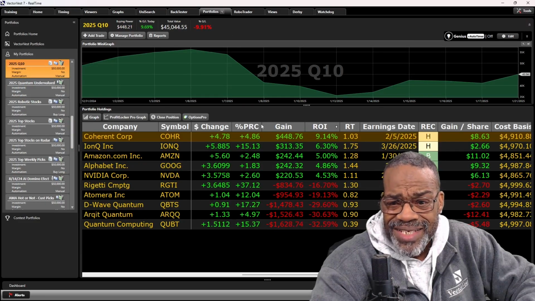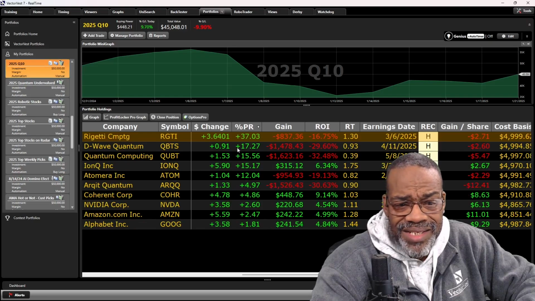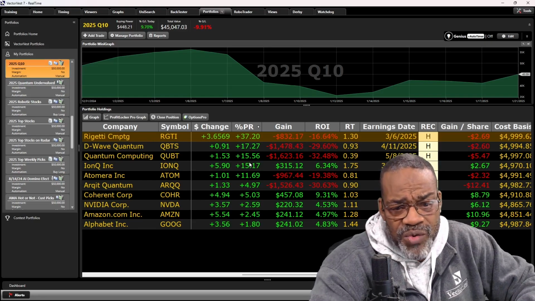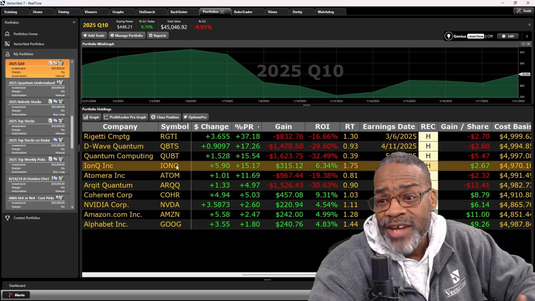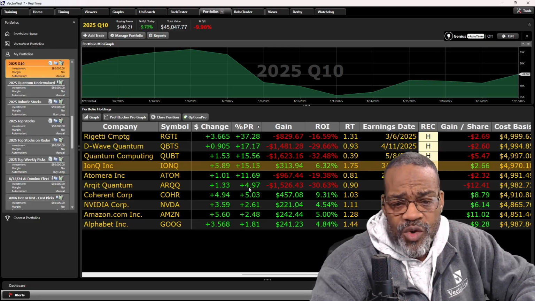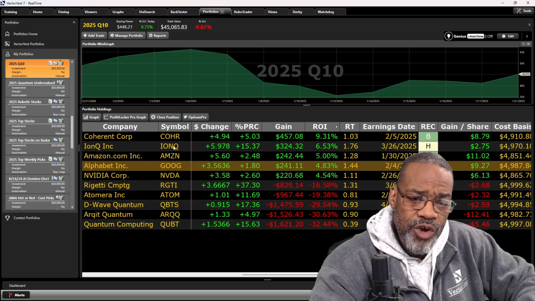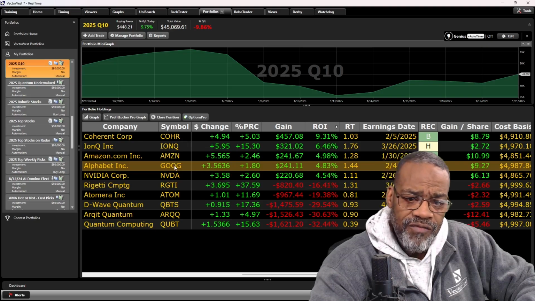Look at some of these stocks today. RGTI, again, that is a trade. QBTS, few of these stocks are more trades. ionq, I like long-term. I do own that stock, but every single one of them are up today. Looking at the return on investments, COHR, ionq, Amazon, nvidia, Google.